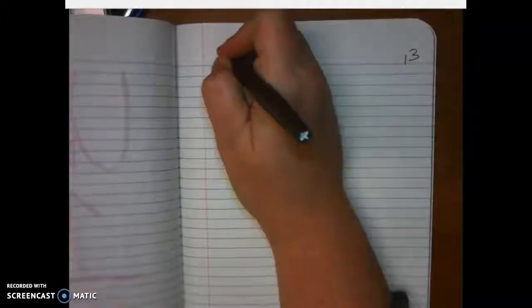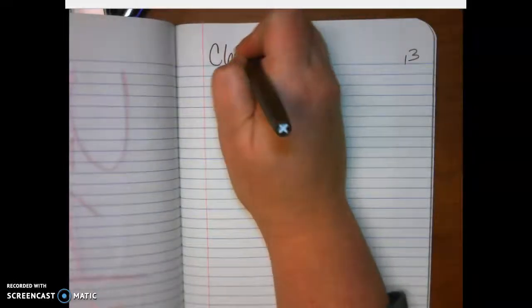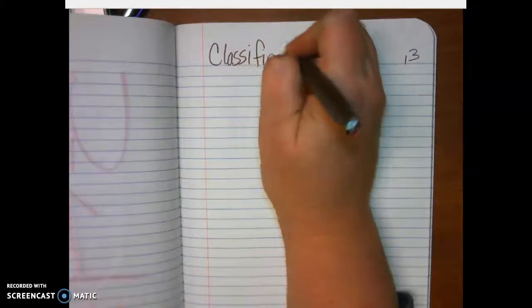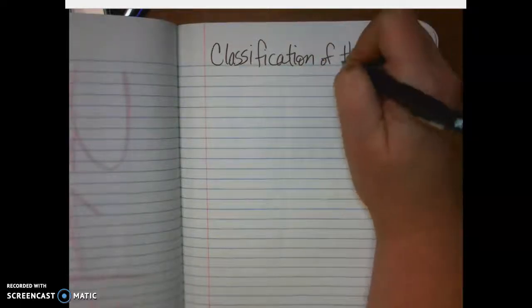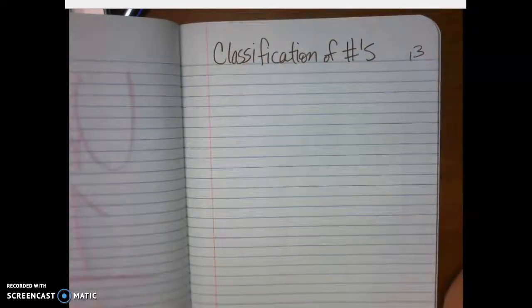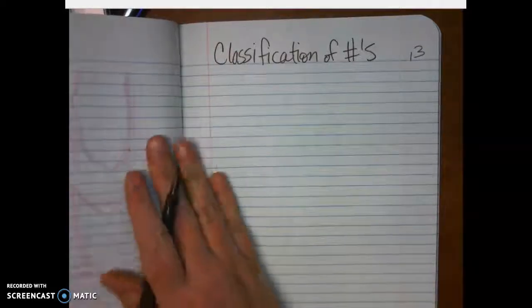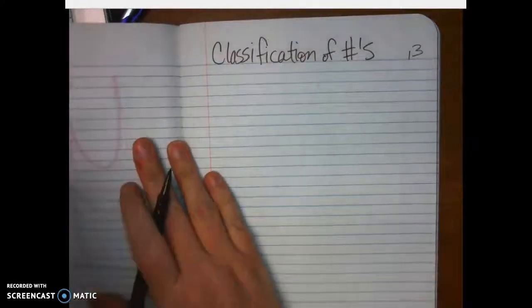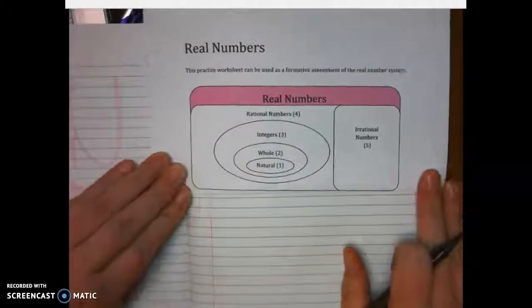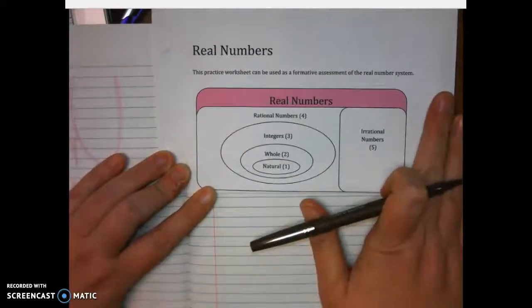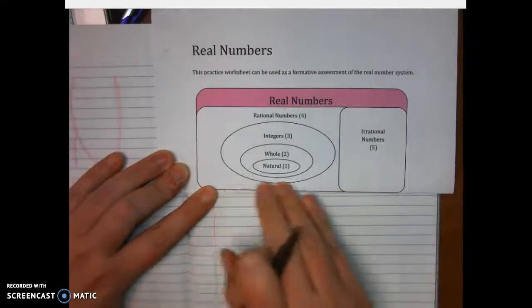Okay, then I skipped a page, and on page 13 for me, I'm going to have classification of numbers. Now, let me show you what I'm trying to draw so you'll understand. So this is the picture that I'm trying to draw, okay?